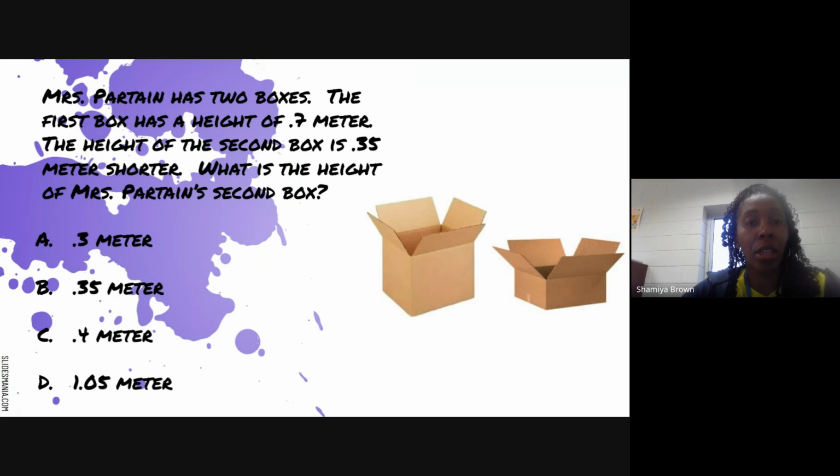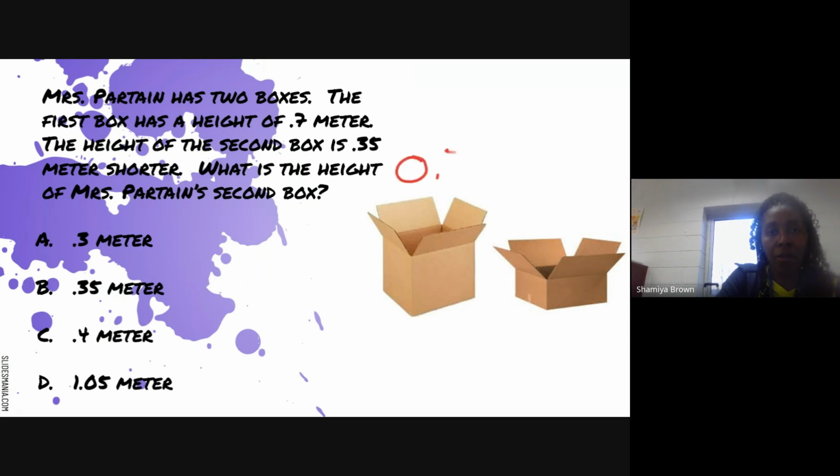So I know that this one has to be shorter. So what I'm going to do to find the height of the other box is I'm going to subtract this from this to see what the difference is. So let me make sure. Ms. Partain has two boxes. The first box has a height of, so this is her first box. So the height of this one is 7/10 meters.